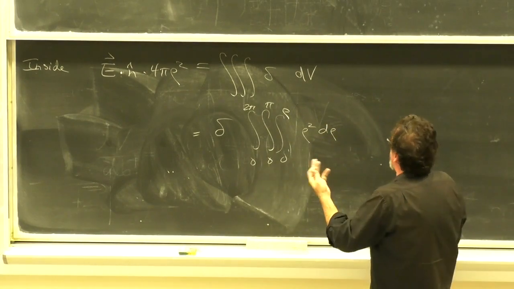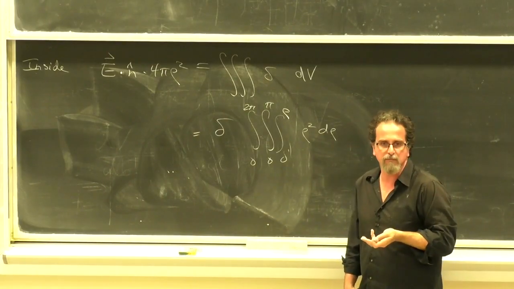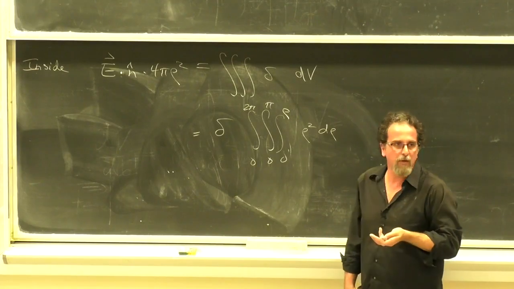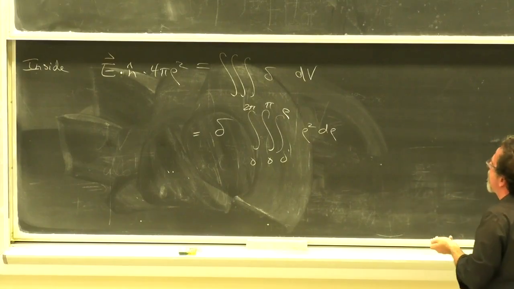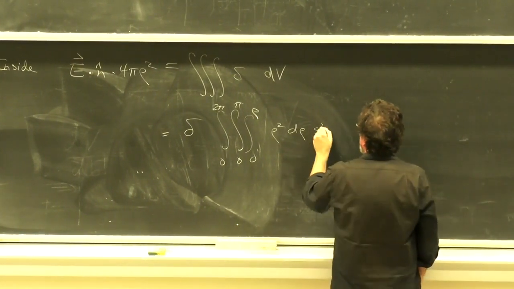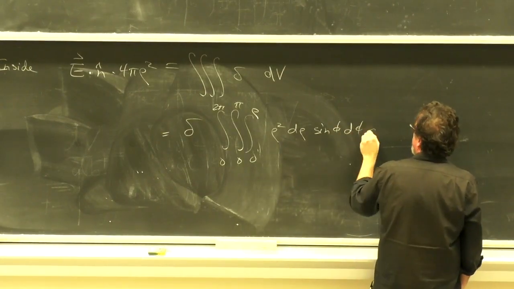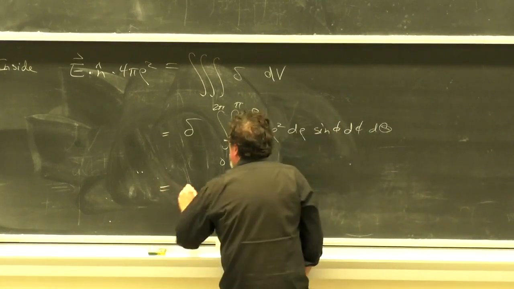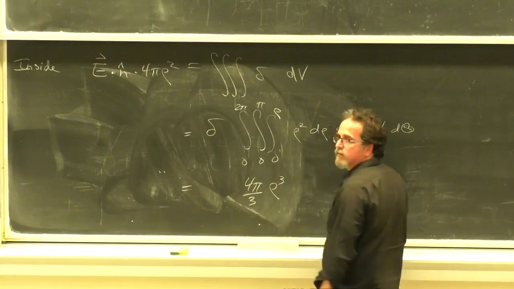Well, it's the volume, right? We know it's the volume. I'm kind of making a big hash of this thing. It's just the volume, right? Are we okay with that? Yeah, it's just the volume. Rho squared d rho sine phi d phi d theta. But that's the volume of a sphere of radius rho, which is 4 pi over 3 rho cubed.